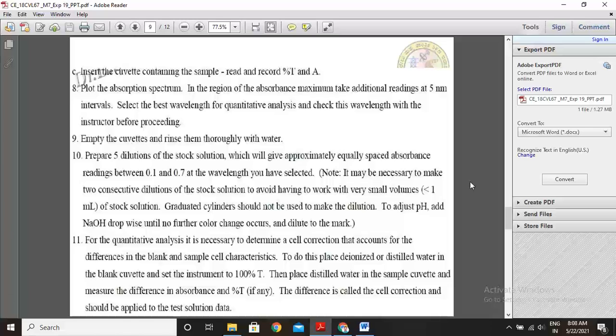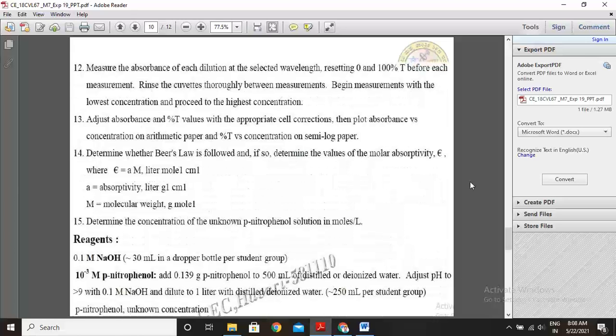To do this, place deionized or distilled water in the blank cuvette and set the instrument to 100% T. Then place distilled water in the sample cuvette and measure the difference in absorbance and percentage T. The difference is called the cell correction and should be applied to the test solution data. Next step, measure the absorbance of each dilution at the selected wavelength, resetting 0 and 100% T before each measurement.